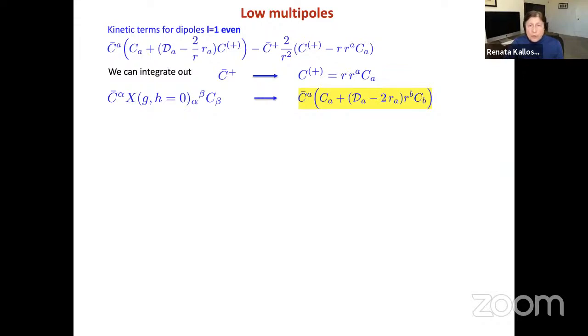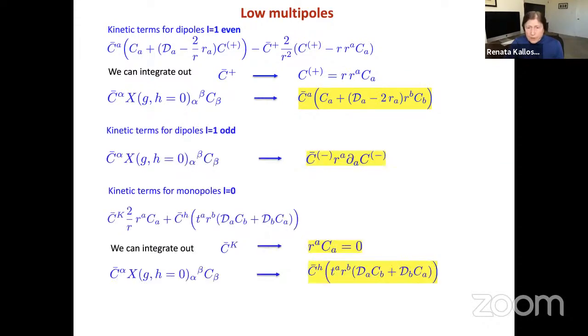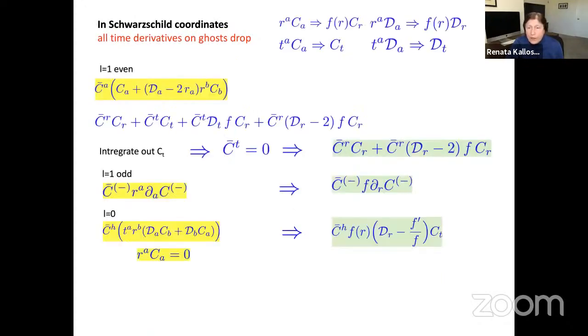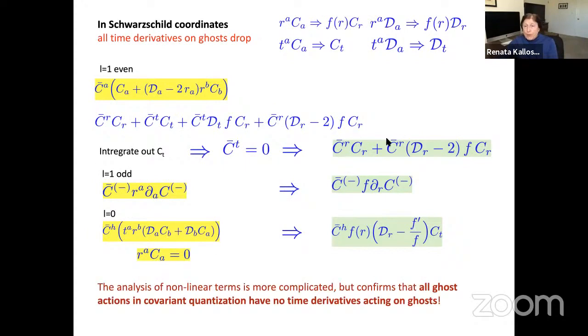with dipoles and monopoles, the situation is the following. What you see in yellow is the final version of this action. And we do have some derivatives. And therefore, a priori, we have no way to say that they decouple. But a wonderful story was that once we looked at this in Schwarzschild coordinates, all time derivatives drop, and what you see in green, you see that either there are no derivatives or there are only derivatives in the space direction. And this is a very nice situation, totally unexpected, and we didn't know why.